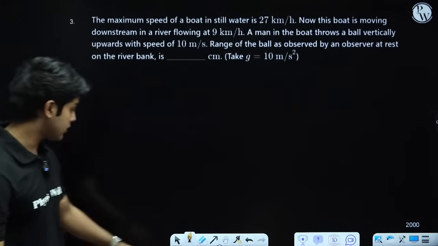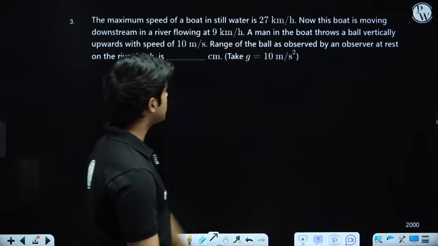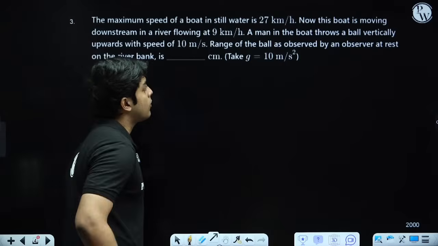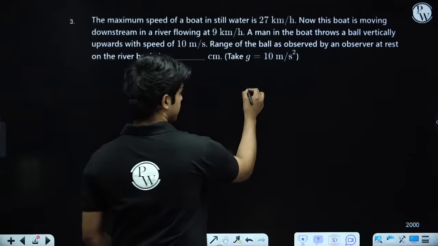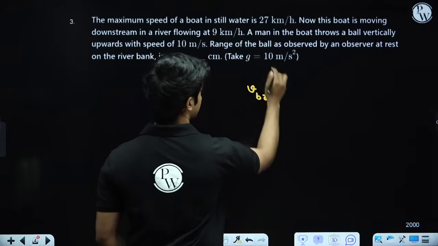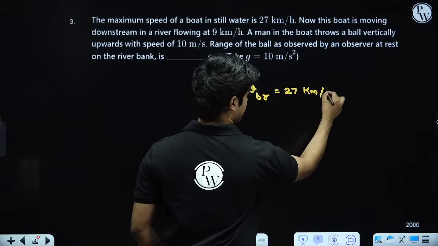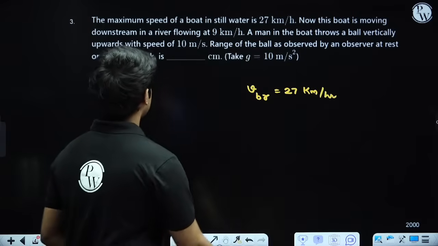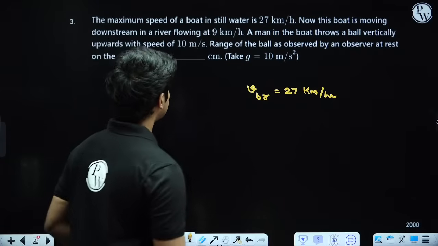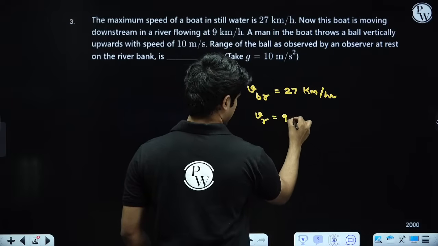So yeah, now we have a kinematics problem. So here we have a maximum speed of a boat which is given in still water is 27 km/h. So this is the velocity of the boat relative to the river, which is the maximum value, and it is given as 27 km/h. Now the question is, this boat is moving downstream in a river flowing at 9 km/h. So the velocity of the river is 9 km/h.